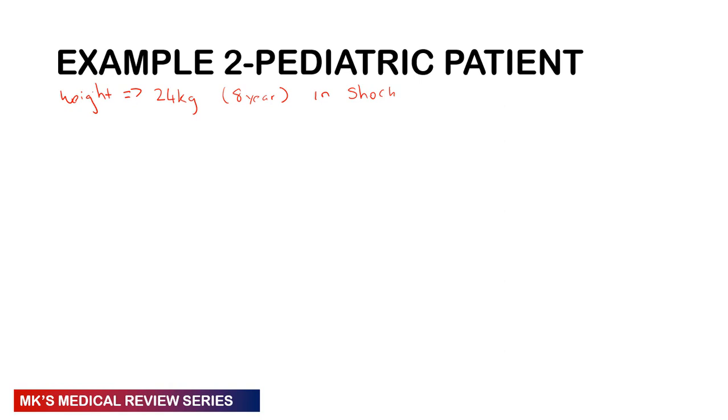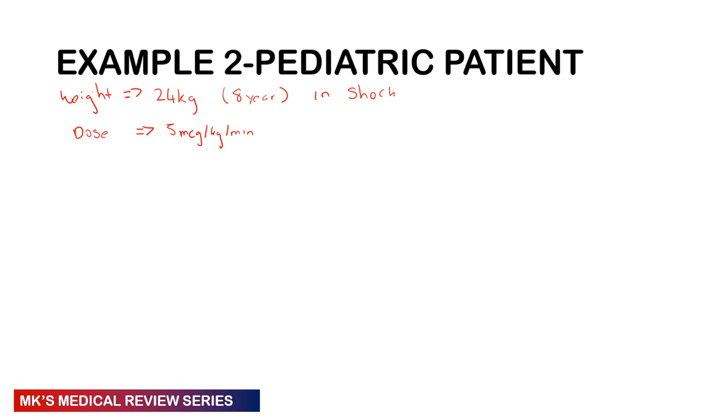Now our dose, remember our dose, if they're in shock, we do not want to exceed 5. So let's say we put it at 5 micrograms per kg per minute. So we put this at 5 micrograms per kg per minute. That's our dose. Now, what's our available concentration?